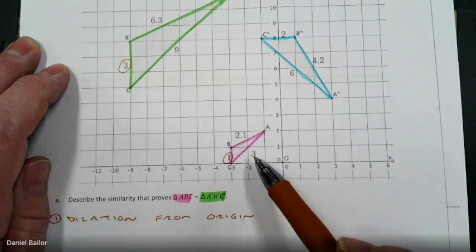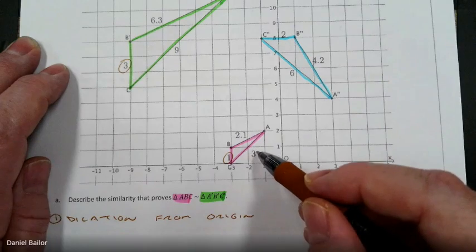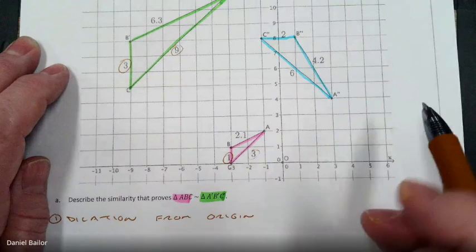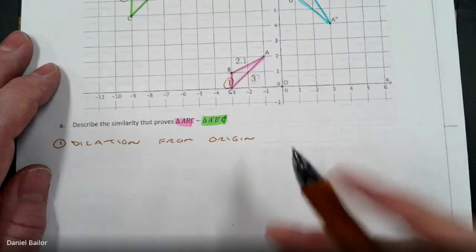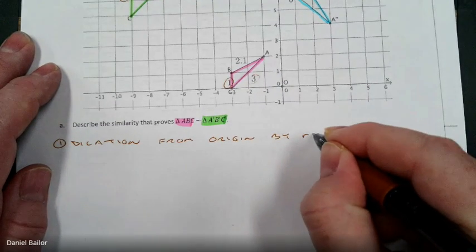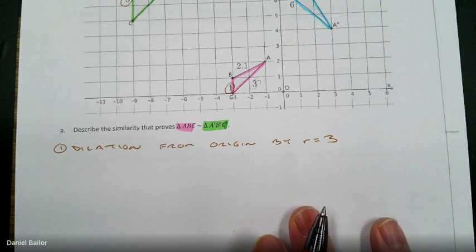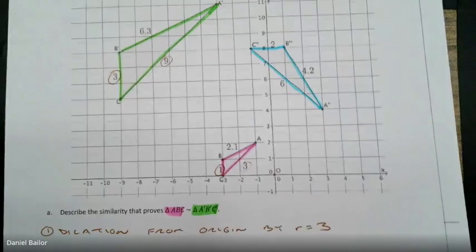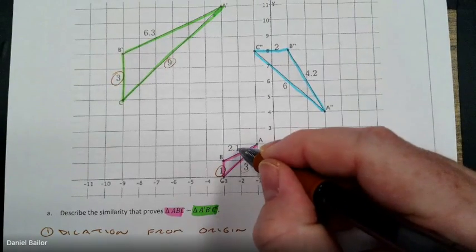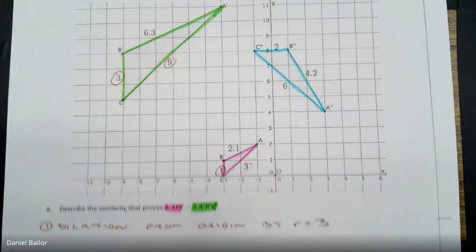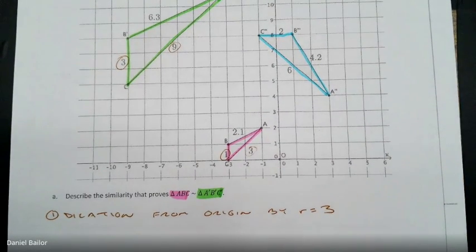In fact, you can check it here. AC is 3. AC prime is 9. So we're multiplying it by 3. So dilate from origin by R equals 3, because the scale factor is 3. Everything's growing by 3. Even if you're good at multiplying decimals, you know 2.1 times 3 is 6.3. So let's do that first. Let's dilate by 3.